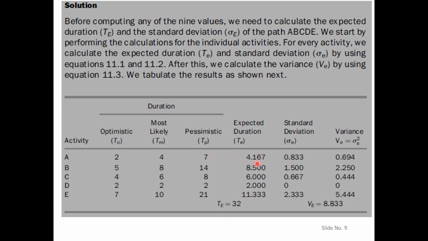Yeah, so 4.167 is equal to (2 plus 4 times 4 plus 7), and then divided by 6. Yeah, 25 divided by 6 is 4.167. Yes, and then for B, you can just verify it in your head. Okay.